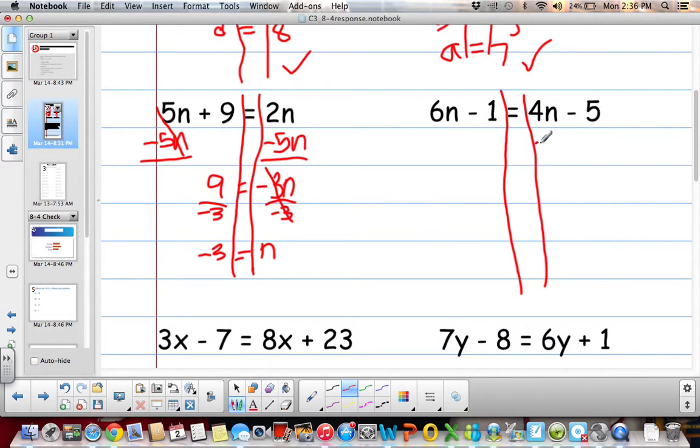So what I'm going to do is I'm going to take away 4n on both sides.